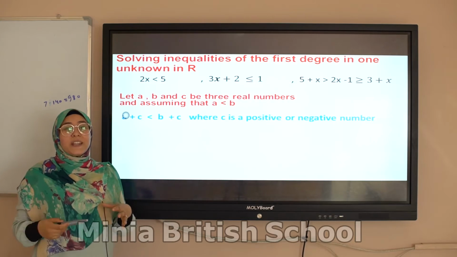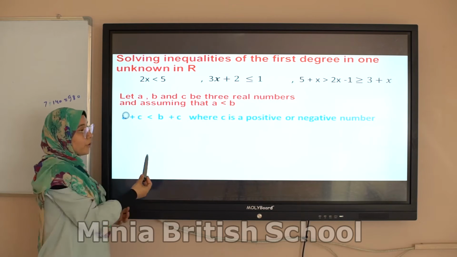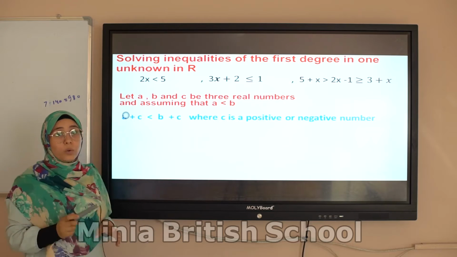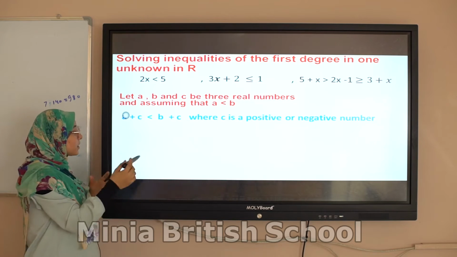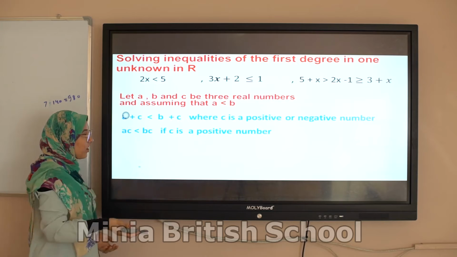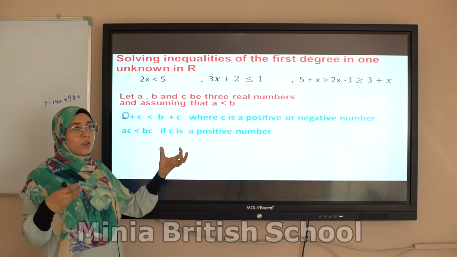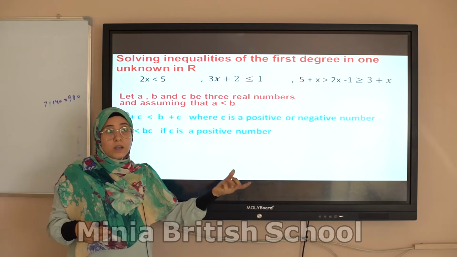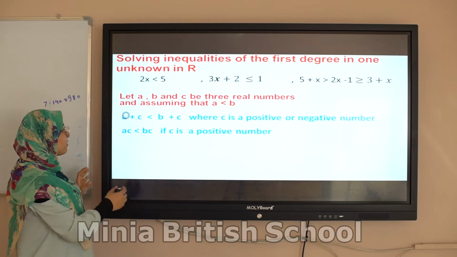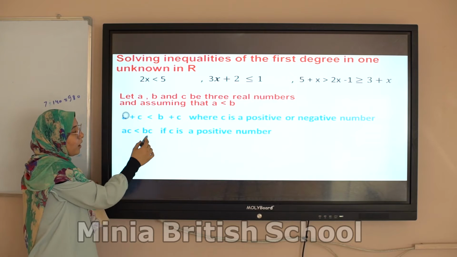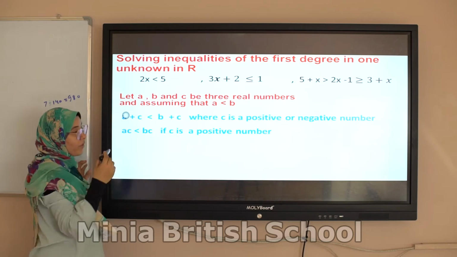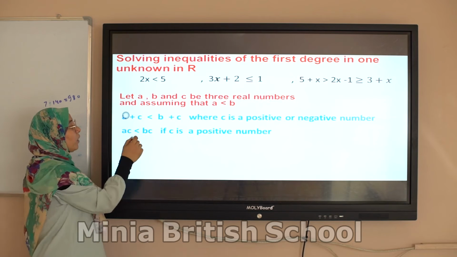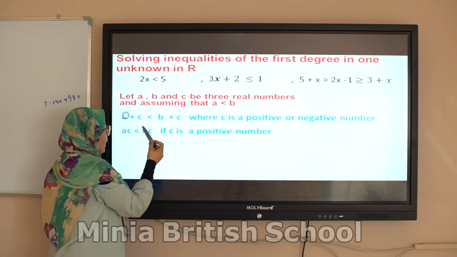And also we can subtract a constant number from both sides of the inequality without changing the sign of the inequality, okay? But in multiplying and dividing, we take care. If C is a positive constant number, here I multiply both sides of the inequality by C, and we get AC less than BC, okay? The sign of the inequality here doesn't change, okay?